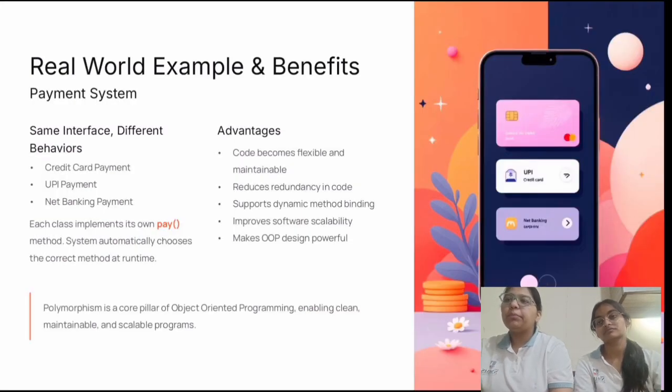Real world example and benefits. It is a payment system: same interface, different behavior, such as credit card payment, UPI payment, net banking payment. Its advantages are code becomes flexible and maintainable, reduces redundancy in code, supports dynamic method binding, improves software scalability, and makes OOP design powerful. So each class implements its own pay method. The system automatically chooses the correct method at runtime.